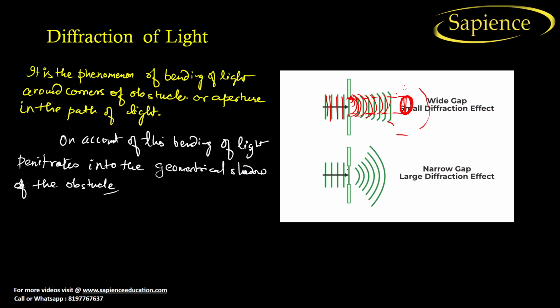Again I can take another example. If light is coming like this and we have created some sort of obstacle, according to this the light should make a brightness here only, but due to its wave nature, it will penetrate the shadow. So these are the shadow parts. This phenomenon is known as diffraction of light. I hope you have understood this.